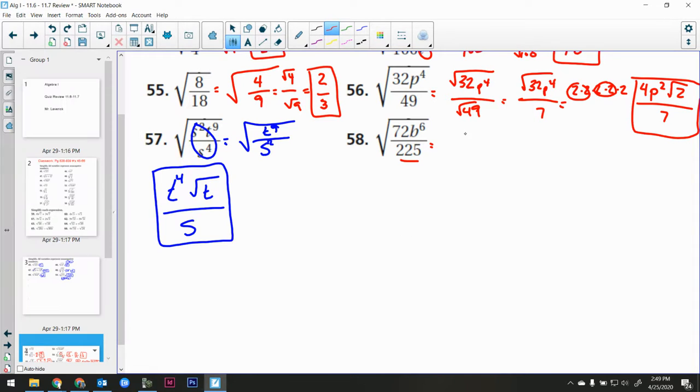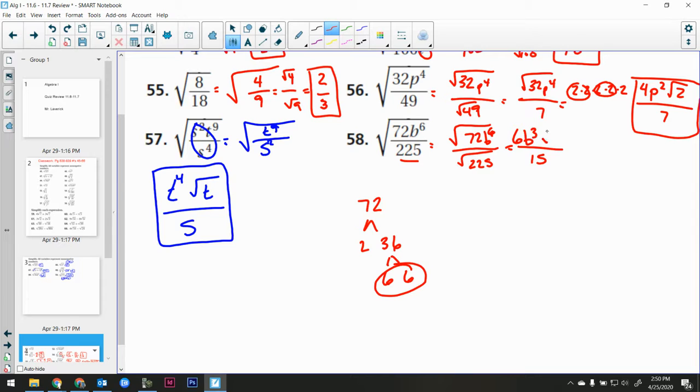All right. So we've got the square root of 72b to the 6th over the square root of 225, which is 15. Okay, now let's reduce down 72. 72 is 2 and 36, and then 6 and 6, and I can pull that out. So we get 6b to the 3rd, radical 2.